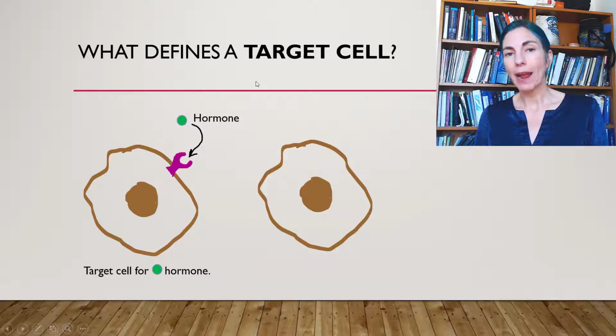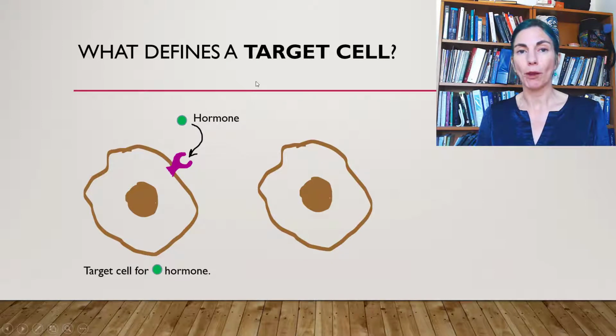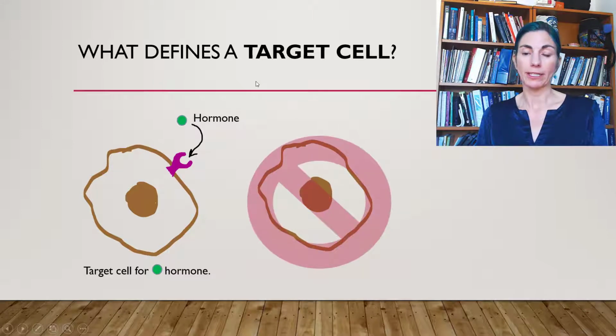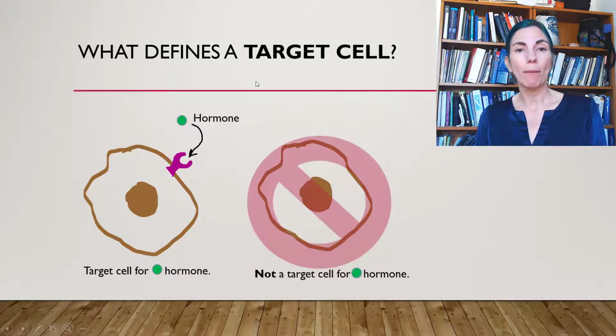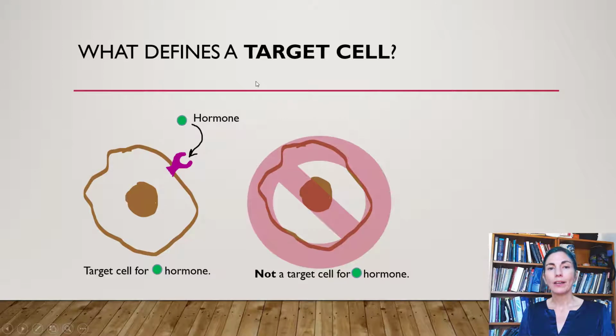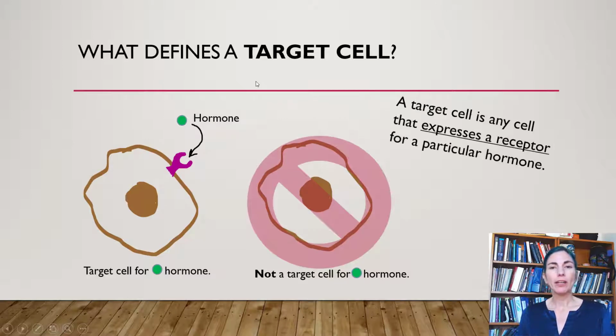But the cell on the right has no receptor. And because it has no receptor for the green hormone, it is not a target cell, and therefore will not be impacted, affected, or influenced by that green hormone when it swims by. Now, that's not to say that the cell on the right doesn't have other receptors that bind other hormones or other chemical signals, but not the green circle. So it's really simple. A target cell is defined as any cell that expresses a receptor for that hormone.